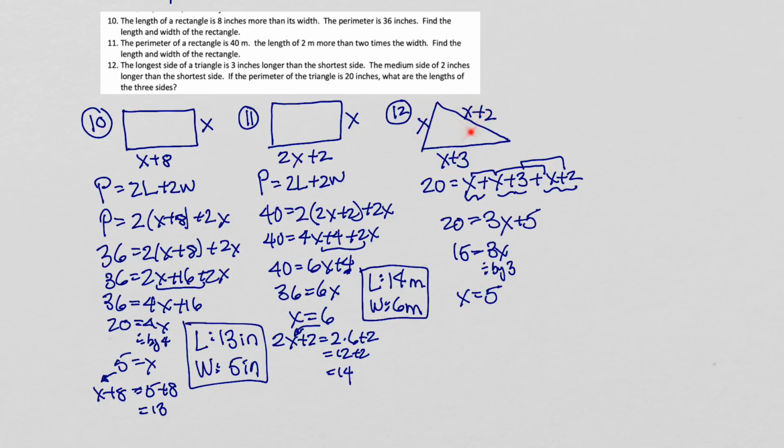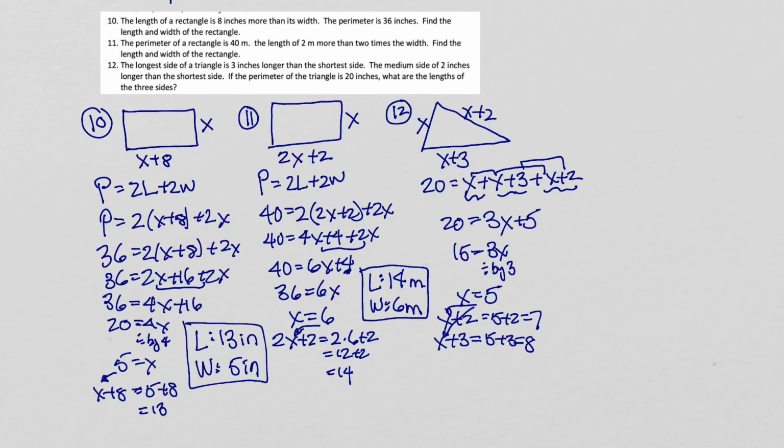Now the x plus 2, I'm going to write that right down here. X plus 2, and there's the x. So it's 5 plus 2, which is 7. And then we also have the longest side, x plus 3. I'm going to write that right here. So x plus 3 equals, and there's the x, which is the 5. I get 5 plus 3 is 8.